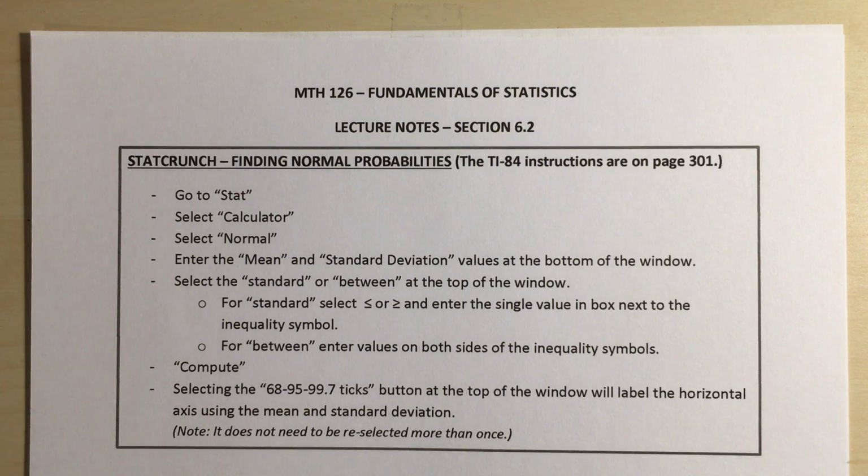And then you need to decide if you're going to select your standard value or your between value at the top of the window. Standard is if we're dealing with a less than or a greater than, and the between is if we're dealing with a case like we did in the last example where we have a between. And then we're going to select compute, and we're going to put the little tick marks in there for the 68, 95, 99.7, because that's going to label our horizontal axis using the mean and standard deviation. Once you select that for a problem, if you're going through and answering similar questions, you don't need to reselect it, but that way we can see what's going on.